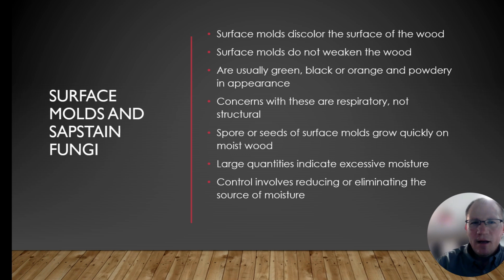I wanted to talk to you a little more about surface molds and sap-stained fungi. Surface molds discolor the surface of the wood. Surface molds do not weaken the wood, which is very important to know. Surface molds are usually green, black, and orange or powdery in appearance. Concerns with these are respiratory and not structural, and that's a big deal because a lot of people are concerned about microbial growth and how does it affect the structural members of the home. The spores or seeds of surface molds grow quickly on moist wood. Large quantities indicate excessive moisture. Control involves reducing or eliminating the source of moisture.